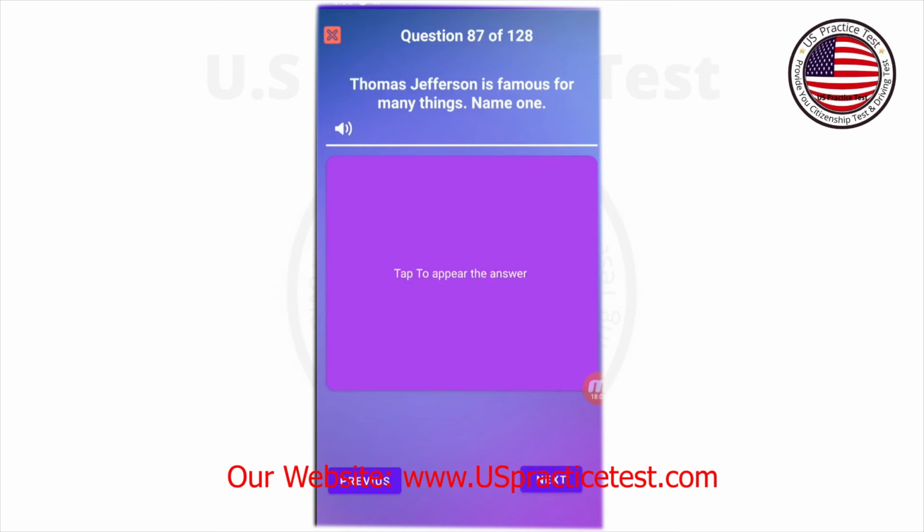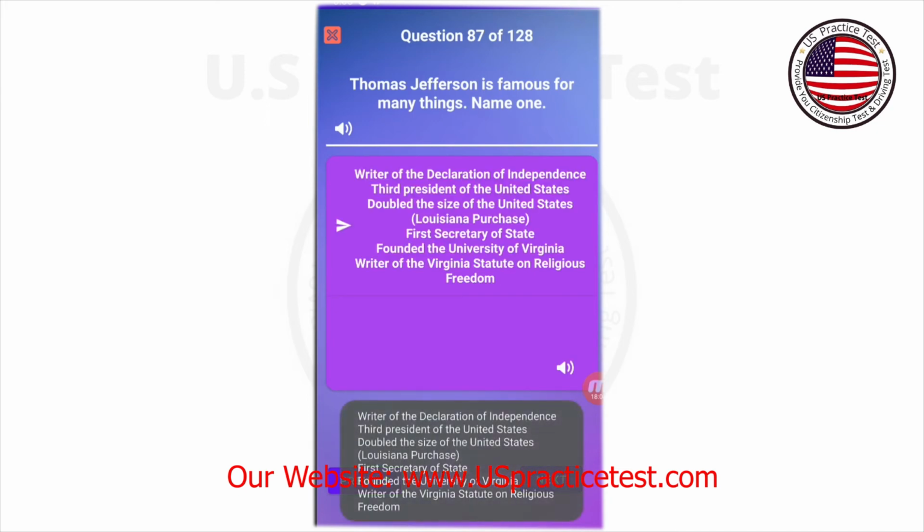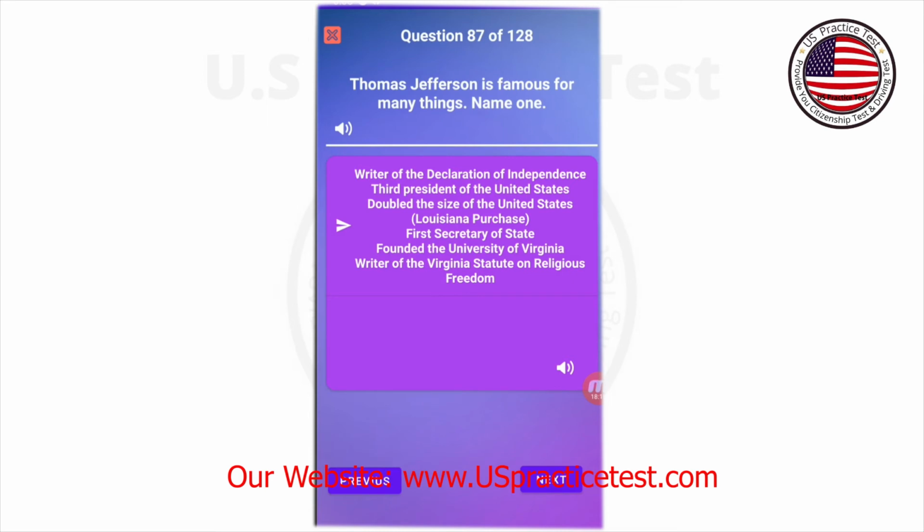Thomas Jefferson is famous for many things. Name one. Writer of the Declaration of Independence. Third President of the United States. Doubled the size of the United States, Louisiana Purchase. First Secretary of State. Founded the University of Virginia. Writer of the Virginia Statute on Religious Freedom.